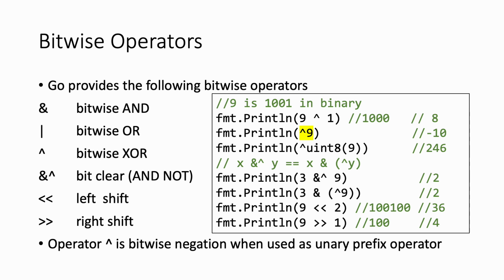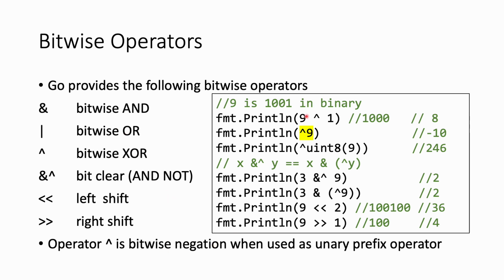This is the description of the bitwise operators in Go. The operator denoted by the ampersand symbol is bitwise AND. The operator denoted by the vertical bar symbol is bitwise OR. The operator denoted by the caret symbol is bitwise XOR when used as a binary operator. But when it is used as a unary prefix operator, then it is bitwise negation.